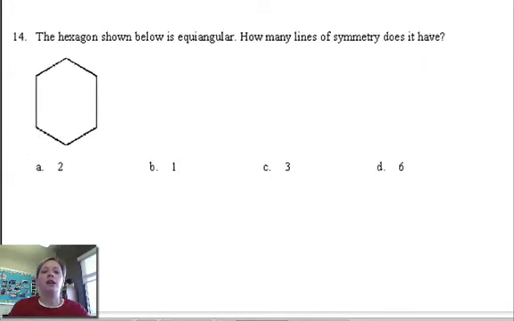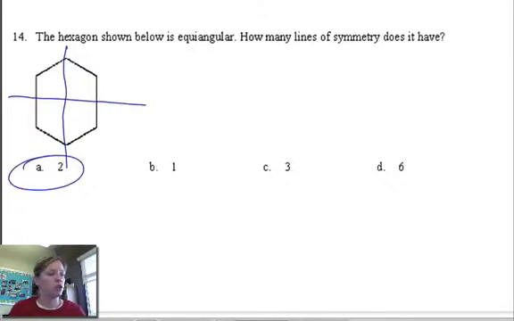Alright, in the hexagon, how many lines of symmetry do we have? We have to be careful here because notice that these sides here are longer than those sides there. So there's not necessarily 6 lines of symmetry. In fact, the only lines of symmetry we have are here and here because those two sides are longer. So the correct answer is 2.